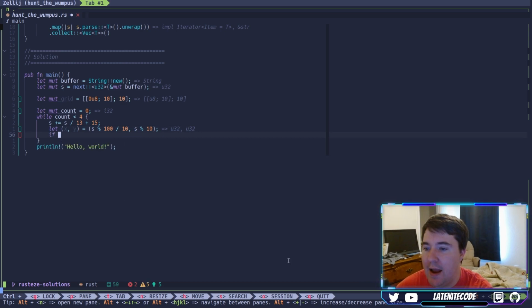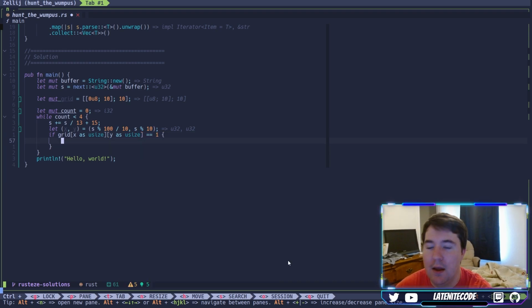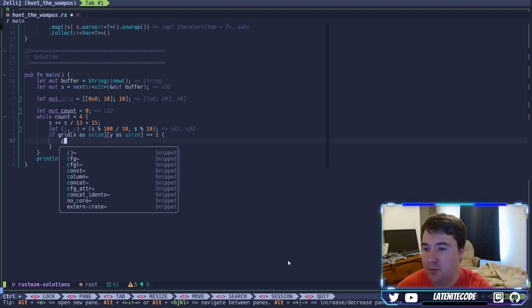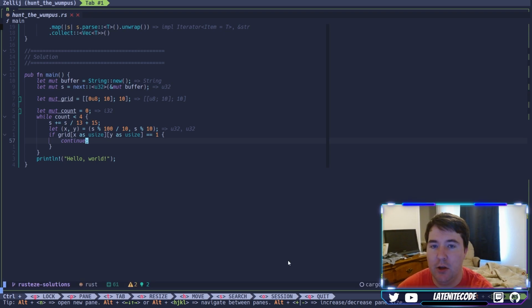So once we generate an X, we can just simply say if the grid X as U size, Y as U size is equal to 1, that means that we've actually generated those coordinates before, and we just need to do a simple continue to skip this iteration of the loop.